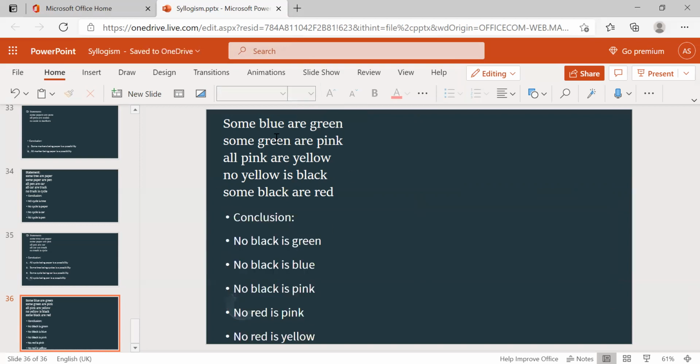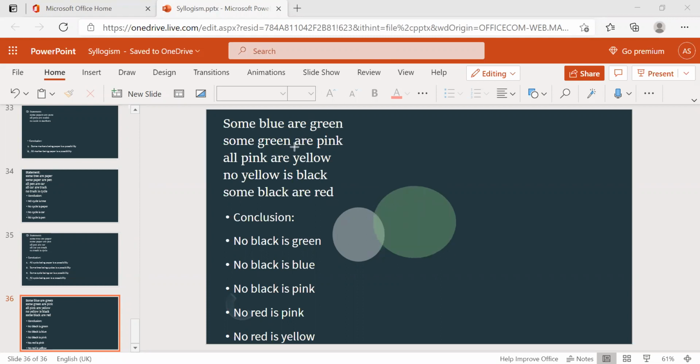Okay. Now check. Some blue are green, some green are pink, all pink are yellow, no yellow is black, some black are red. And no conclusions are given. Suppose we check it first of all. First draw the Venn diagram. This is blue. And green, we will take green only. All green.